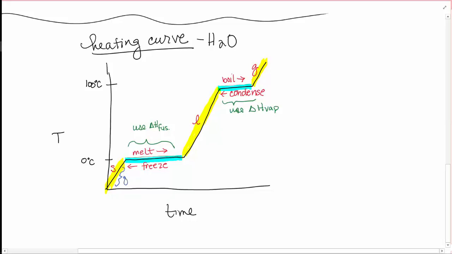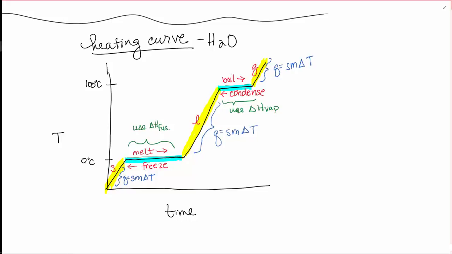So in this region, we could have ice that's really cold become warmer ice. We could use SM delta T. In this region, we could have cold water become warm water. We could use Q is equal to SM delta T. And once you get steam at 100, you can actually get it hotter than 100, and you could have a temperature change, and you could use Q is equal to SM delta T. The specific heat capacity for water that you memorized is this one, because the specific heat of steam is actually different, and the specific heat of ice is actually different. So this, the specific heat of liquid water, has that 4.184 joules per gram degree Celsius.